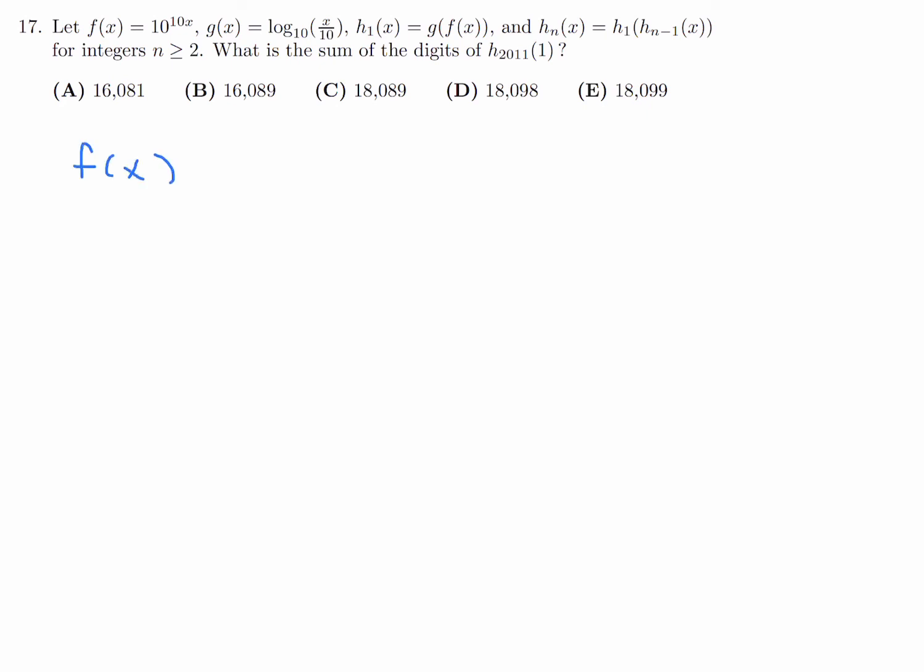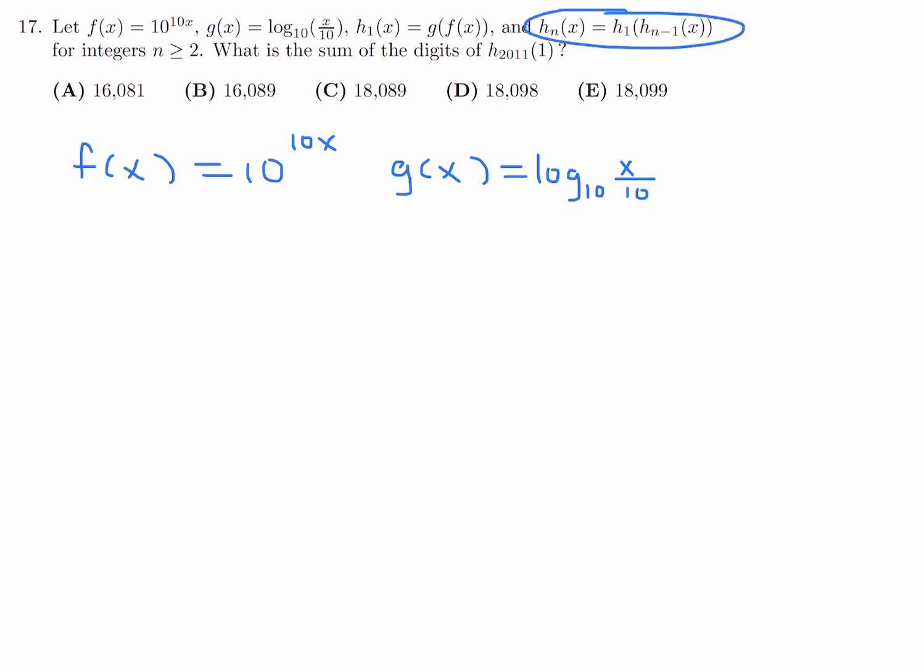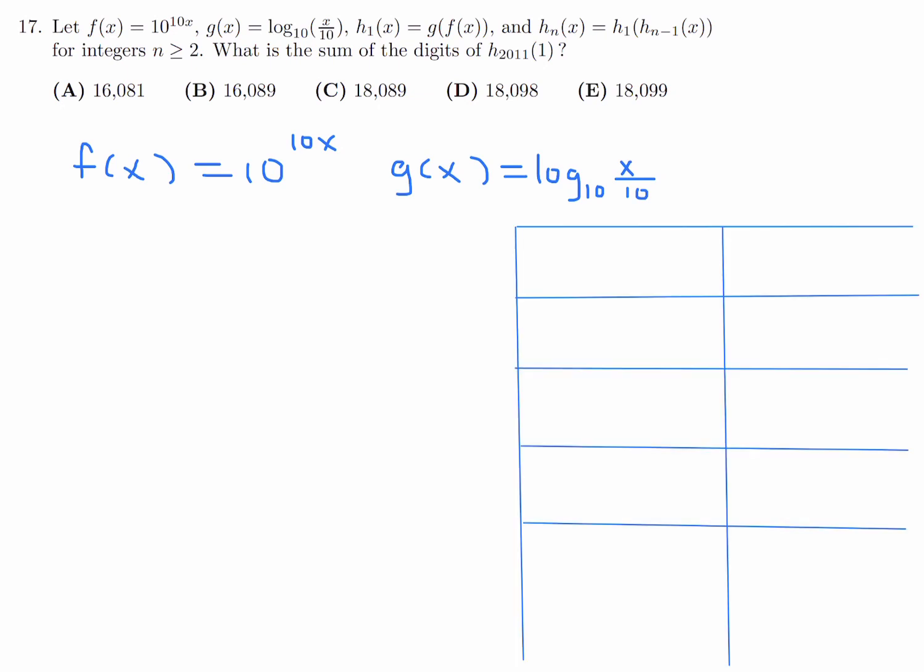f of x is equal to 10 to the power of 10x, and g of x is equal to the log of x over 10 to the base 10. And then we have this formula that is obviously a recurring pattern. So let's start with h1 and make a table, and hopefully we'll have some sort of a pattern. So first, let's start with n equals 1. When n equals 1, we have obviously h1 of x.